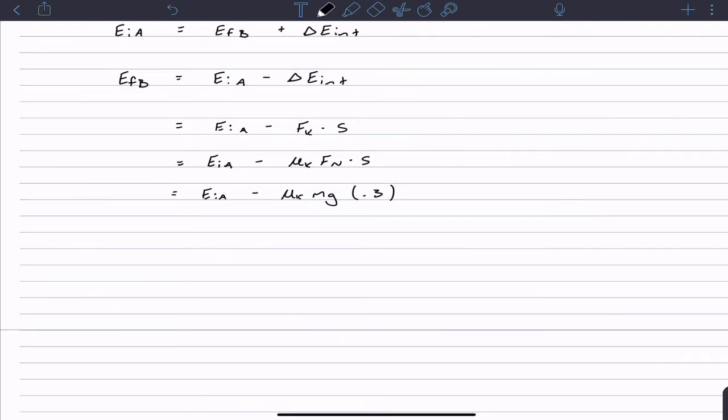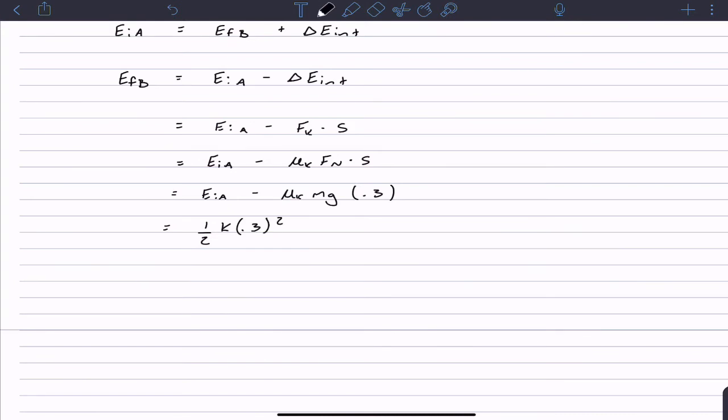Okay, now what is EIA? What is the initial energy of the system? Well, we have the spring potential, right? And that's going to be half kx squared, and this x is, well, it's 30 centimeters, so that's 0.3 squared, right?